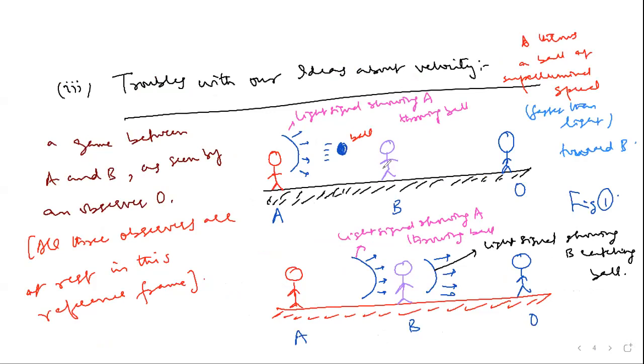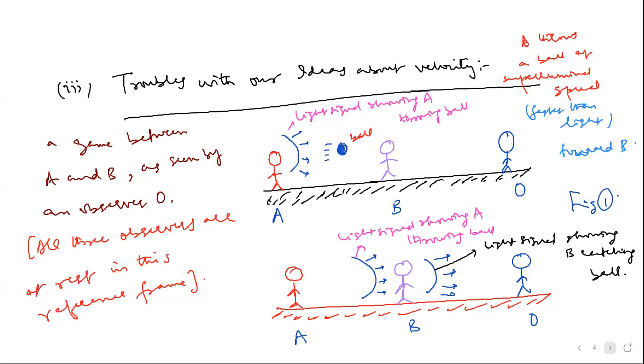Then another trouble we discussed: we said that if there is a game happening between A and B, and observer O is observing the game, A is throwing the ball at superluminal speed, faster than light, to B. A, B, and O are all observed to be at rest in the concerned reference frame. So what happens? Observer O will observe B catching the ball before A throws the ball. So that is also a violation of cause and effect.